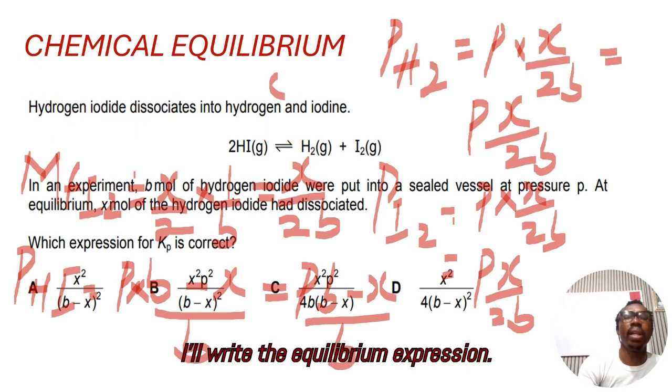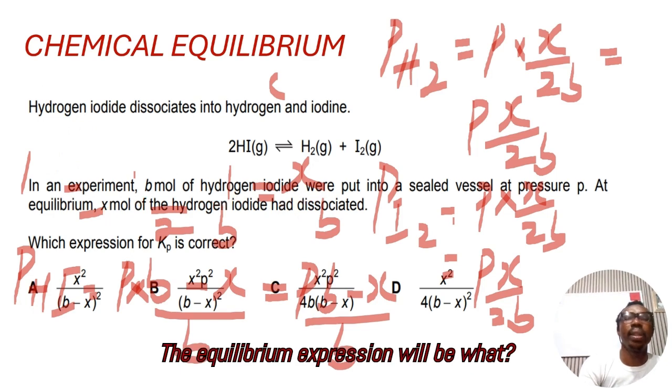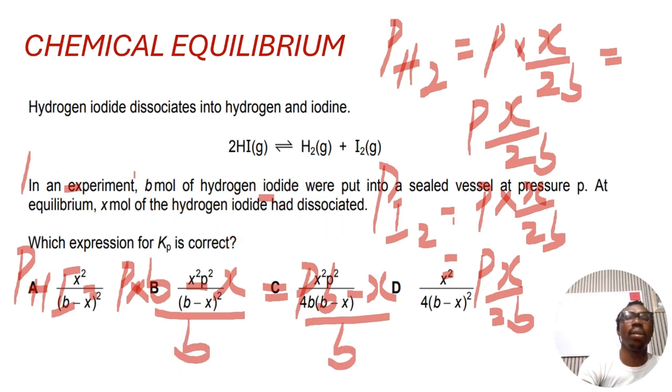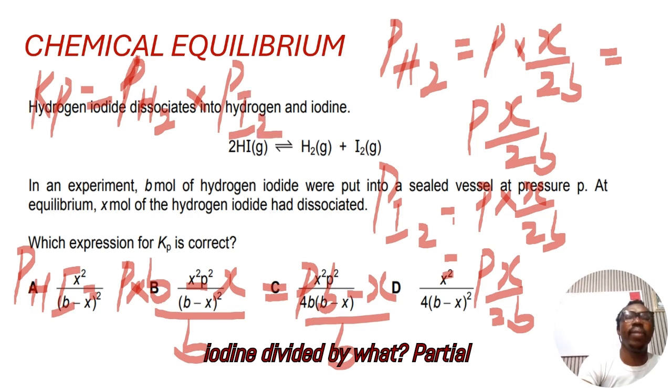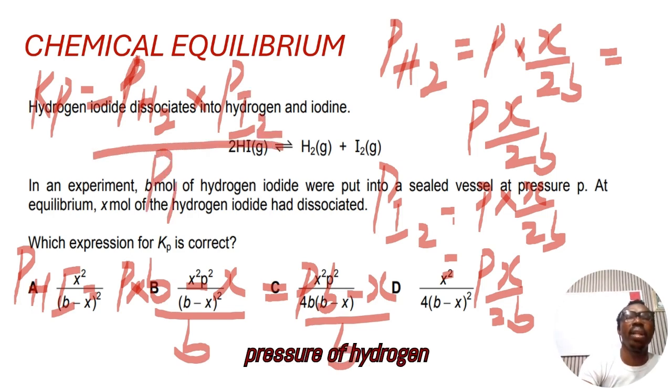So I'll write the equilibrium expression. The equilibrium expression Kp will be equal to the partial pressure of hydrogen multiplied by the partial pressure of iodine, divided by the partial pressure of hydrogen iodide, all raised to power 2.